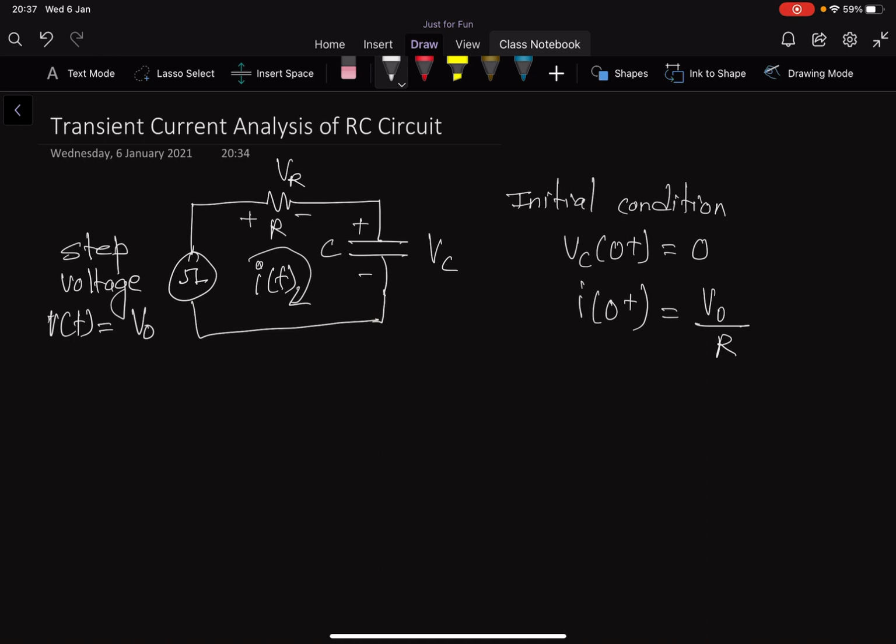So we are going to apply very simple steps. There are 3 steps we need to follow, and once we complete those 3 steps, we will have our transient current analysis of our RC circuit. So let's go step by step. Step 1.